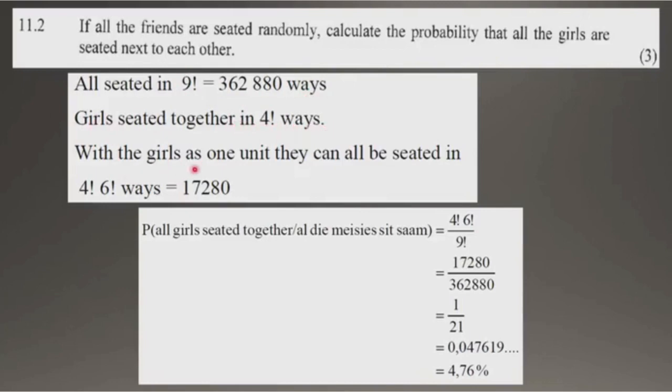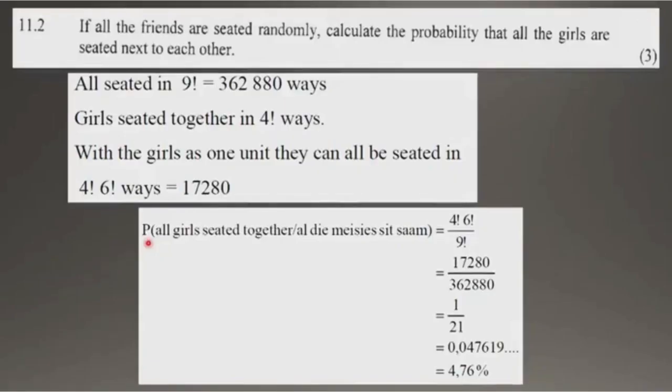With the girls taken as one unit, they will be seated in 4 factorial multiplied by 6 factorial ways. And there we get 17,280. Now the question said, calculate the probability, right? So the probability, using the probability formula, remember P of E is equal to the N of E divided by the N of S, right? We have the probability that all the girls are seated together will be 4 factorial multiplied by 6 factorial divided by 9 factorial.